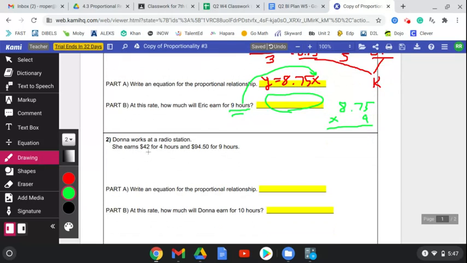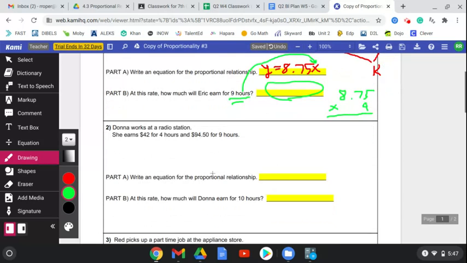Okay, number two, doing something very similar here. You want to know the equation for the proportional relationship, and so take your money, 42, and divide by your hours, and 94.50, and divide by 9. Okay, and see if you get the same thing. When you take 42 divided by 4 and 94.50 divided by 9, do you get the same thing? You should, because it's a proportional relationship. And so then you can write your equation.